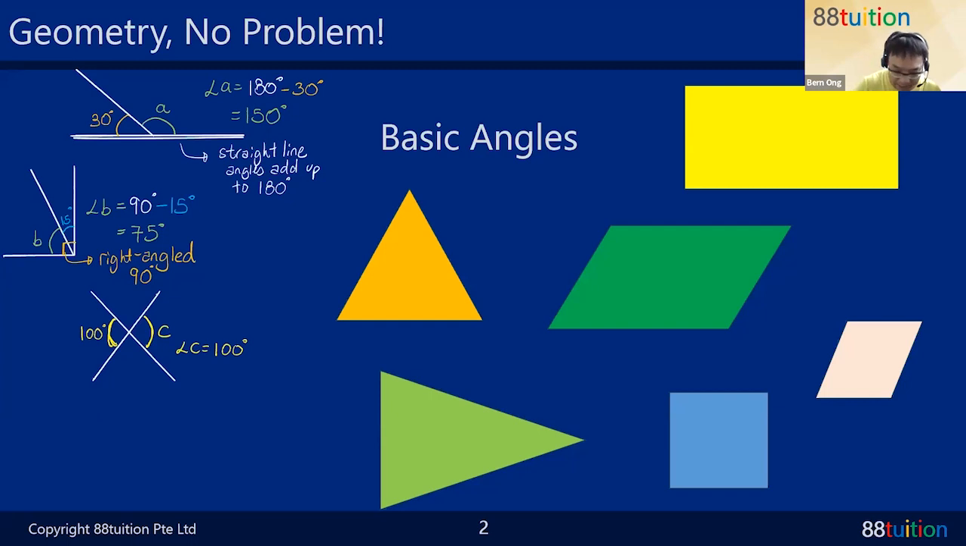So angle C is actually 100. Why? Because these are called vertically opposite angles. Vertically opposite angles.